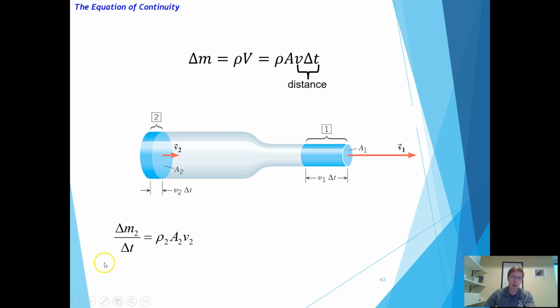And the way that we quantify mass flow rate, as you see up here, change in mass is just density times change in volume, right? Volume is just going to be your cross-sectional area multiplied by x, the horizontal distance, and the horizontal distance is just your velocity multiplied by your change in time, all of which you see right here. And so if you divide both sides by time, you get the mass flow rate as being equal to the density times area times velocity.